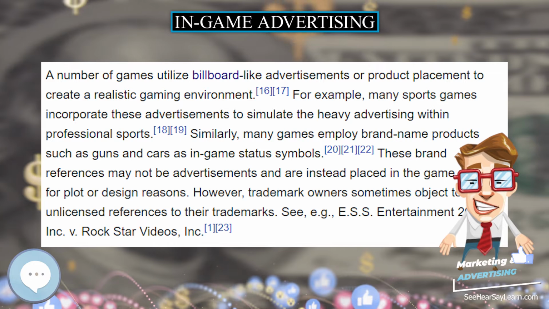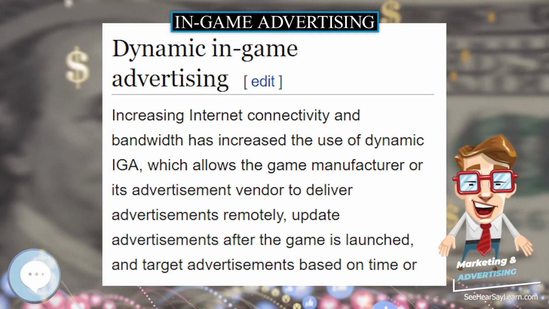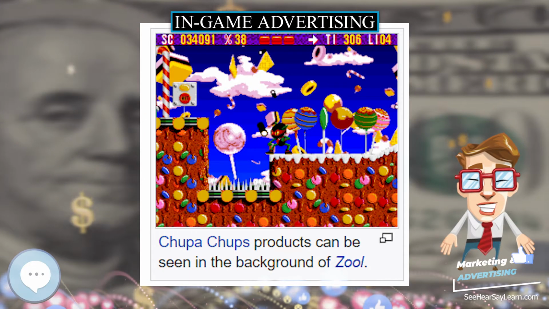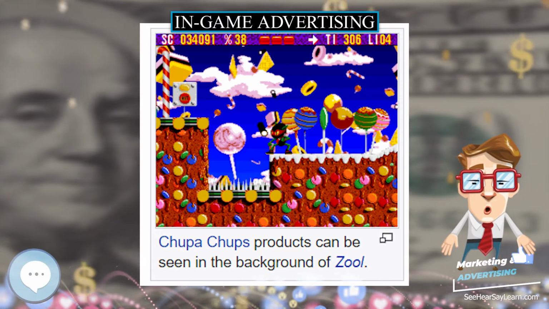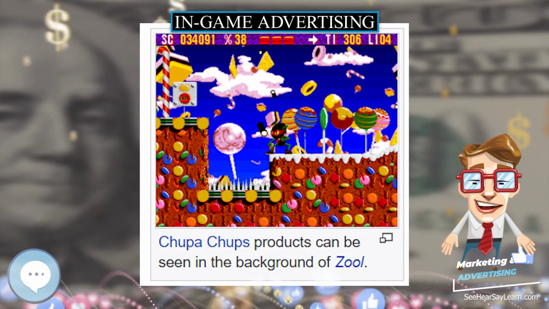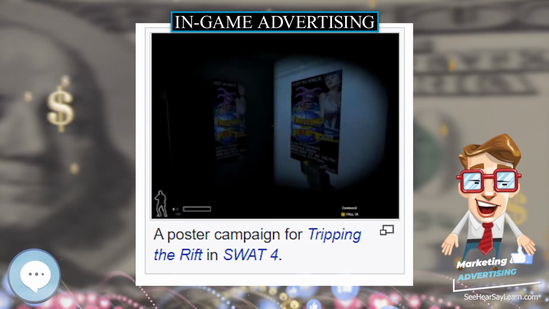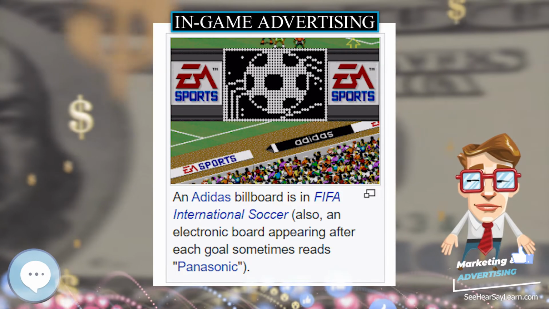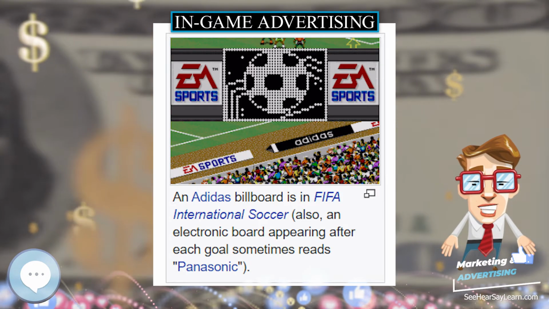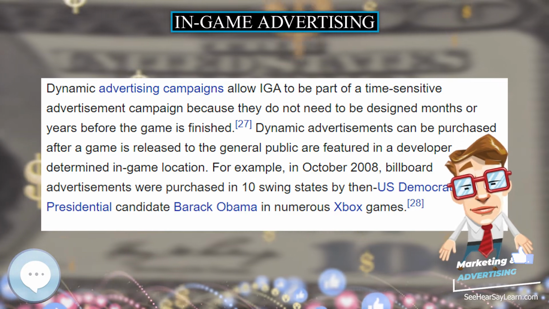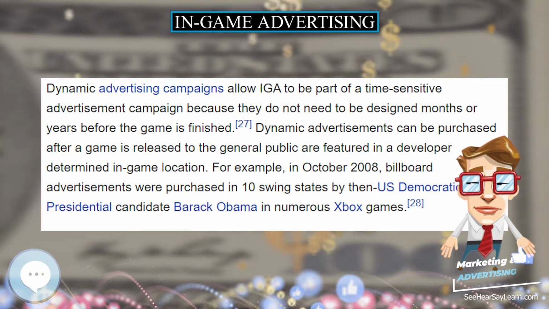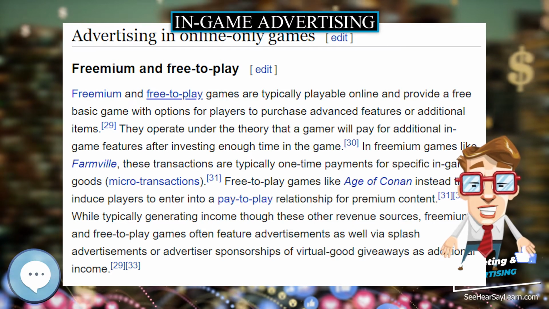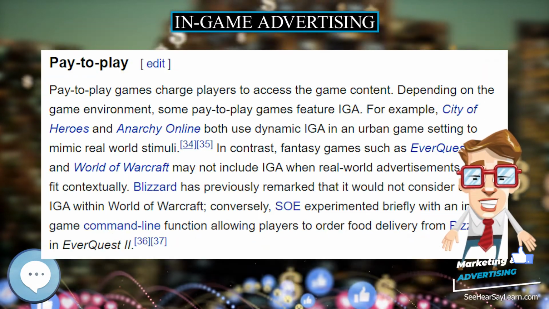Conversely, Sony experimented briefly with an in-game command line function allowing players to order food delivery from Pizza Hut in EverQuest 2. Virtual worlds and MMORPGs may host persistent online advertisements by allowing marketers to purchase virtual real estate. Aside from establishing a brand presence, companies can use it to test future real-world locations. For example, Starwood Hotels and Resorts Worldwide established the Aloft Hotels within Second Life prior to the completion of its real-world counterpart.